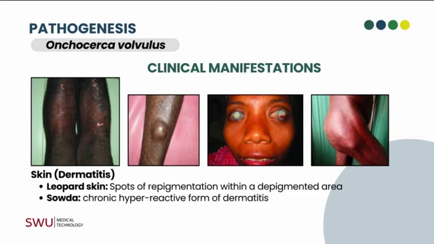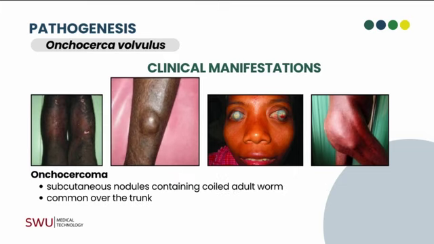And this only occurs in a specific area of the body. For example, isa ka tiil, one leg. And this is accompanied by a dramatically swollen lymph node. Mao na characteristic sa sowda. Naay leopard skin, naay depigmented, pero pag sowda, hyperpigmentation pod ang nahitabo. Aside from skin or dermatitis, naay gitawag nato og onchocercoma.